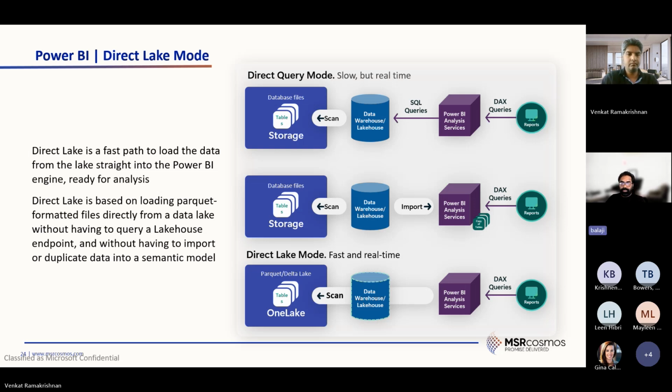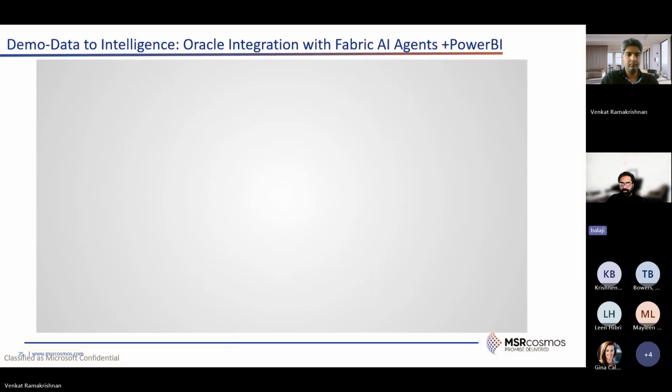Now moving on to the demo. For this demo, we are using Oracle database on Azure, and I'm going to create a couple of tables in my Oracle database. And then we'll see how these tables get replicated back to my Fabric using Golden Gate.